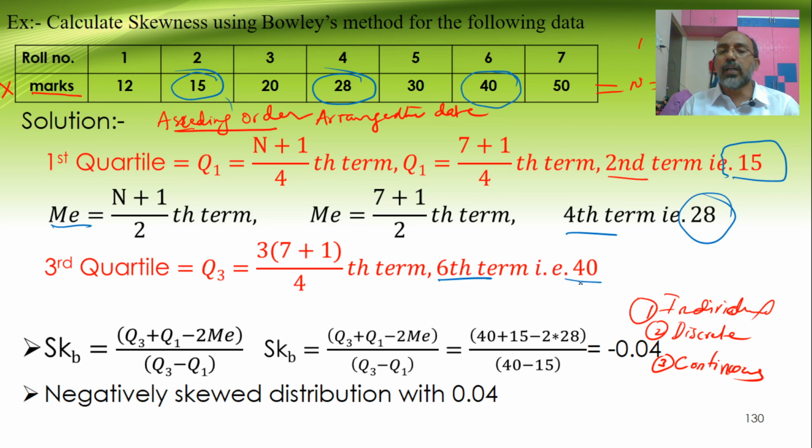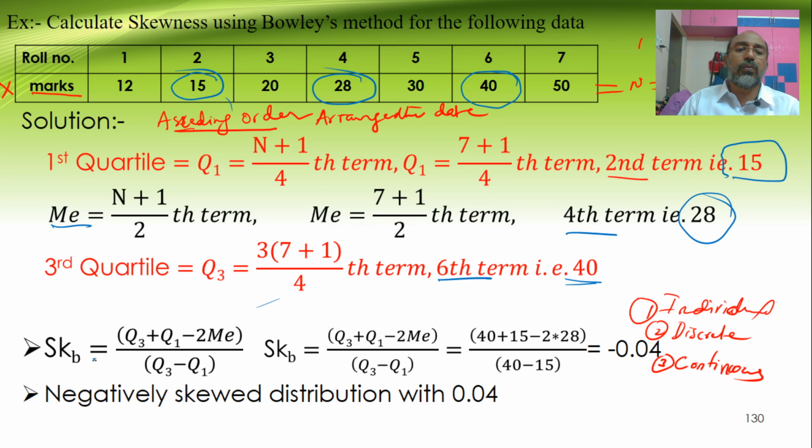We have to consider only the values: this identifies the term only, then we have to take the values. The X value is the real value. Some of the students miss writing these things, so this is very fundamental, right?